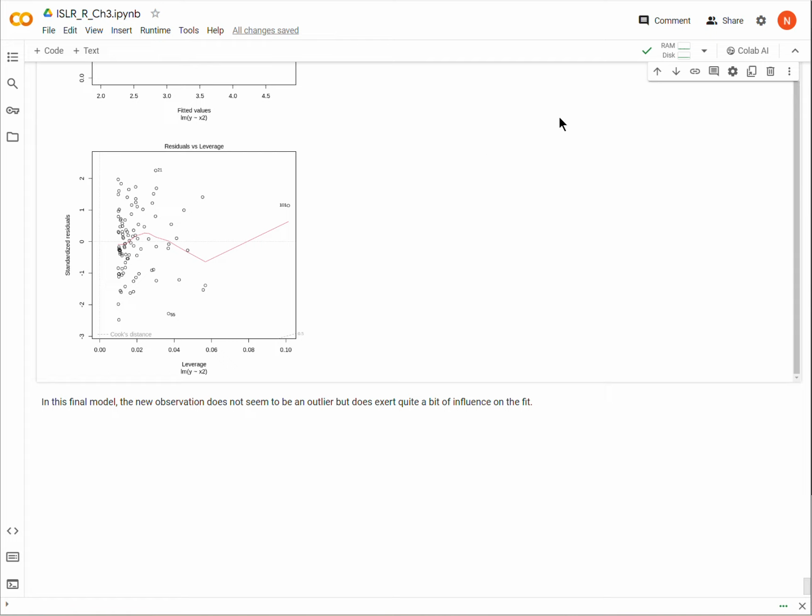I should have mentioned that this was all in R. And I will now make one for the Python.